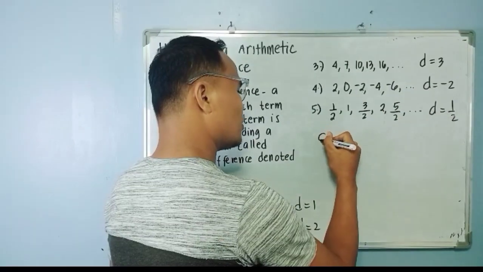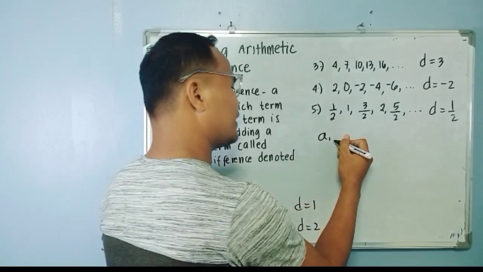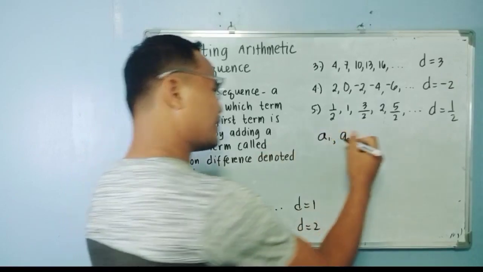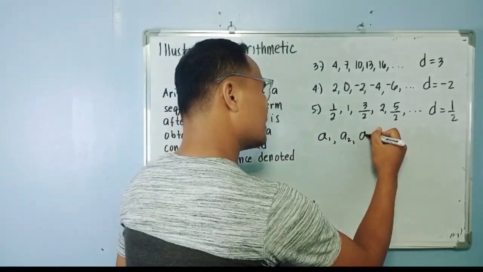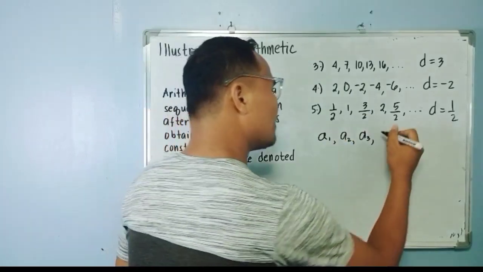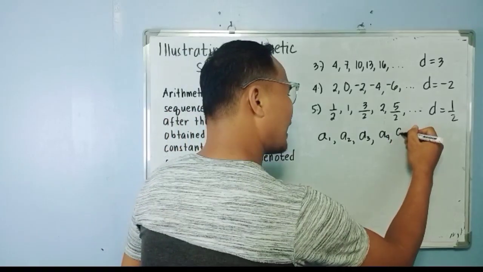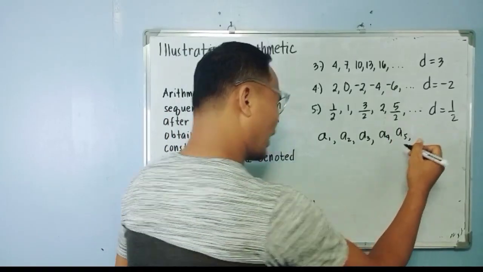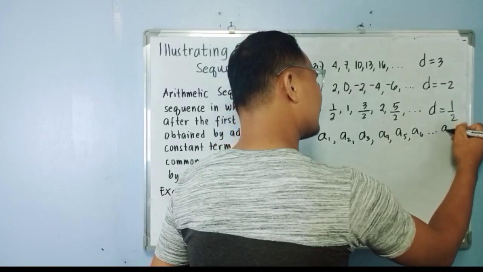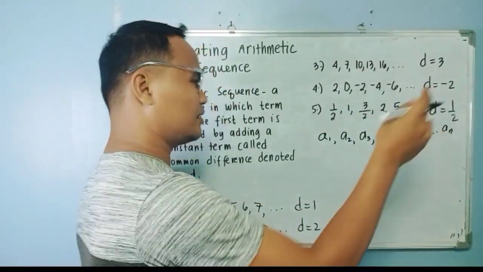The first term is denoted by a sub 1. This is called the first term. The second term is denoted by a sub 2. The third term is denoted by a sub 3. The fourth term is denoted by a sub 4. The fifth term, a sub 5. The sixth term, a sub 6. Until a sub n, where n is from 1 to infinity.